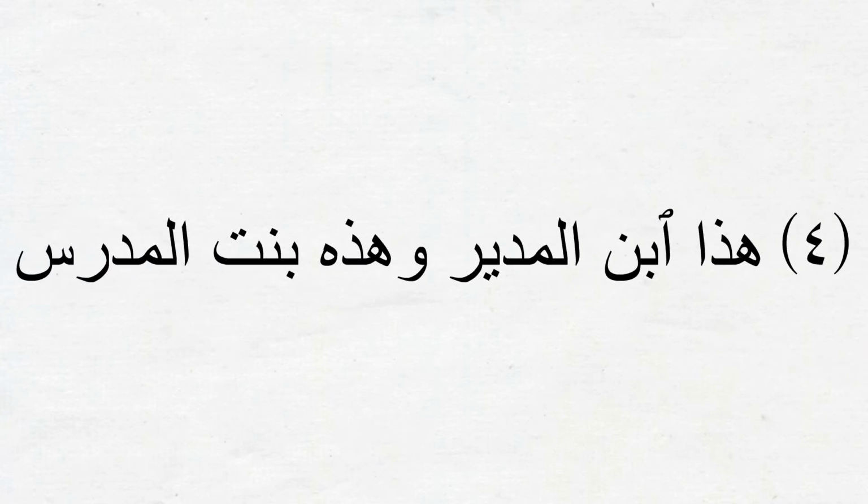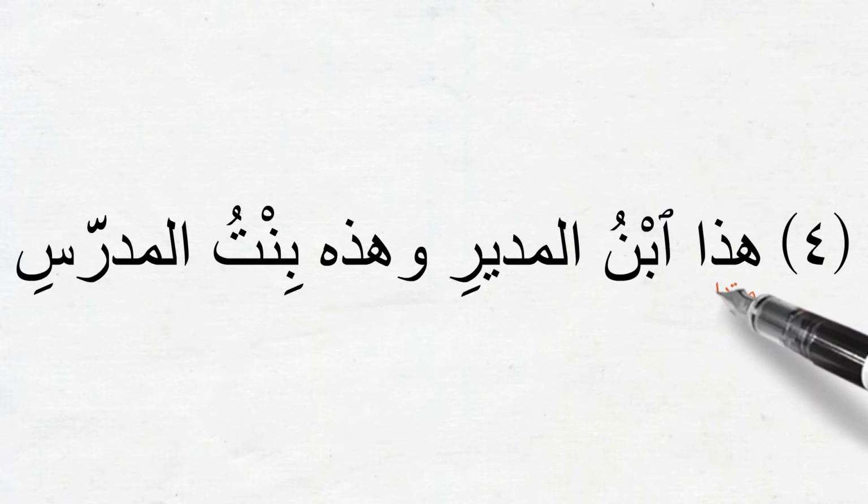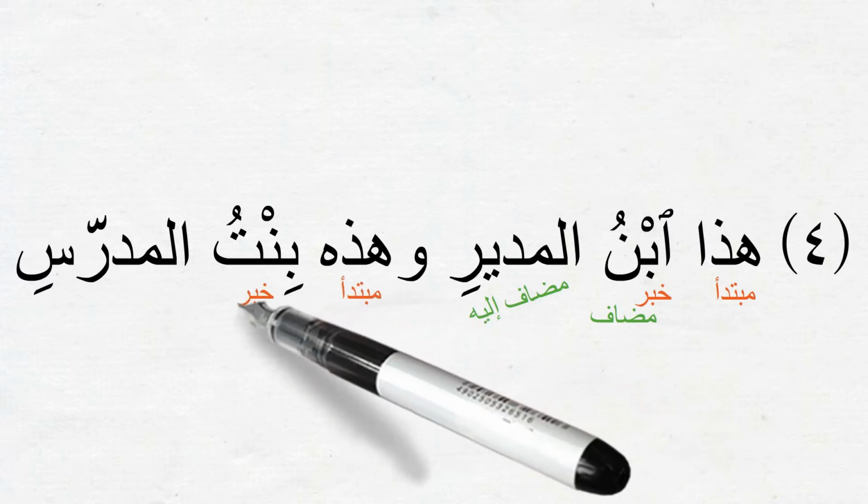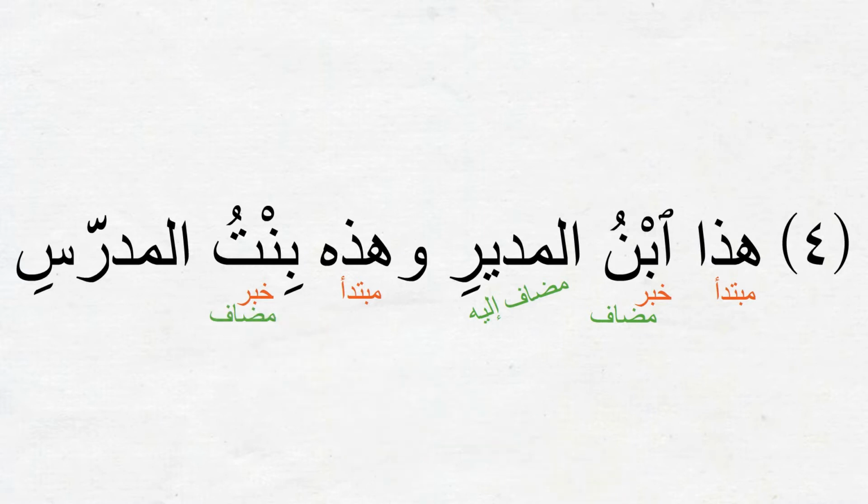The fourth one. هذا ابن المدير وهذه بنت المدرس. This is the son of the principal and this is the daughter of the teacher. Let's quickly analyze this sentence. هذا is the مبتدا of the first sentence and ابن is its خبر وهو مضاف and المدير is the مضاف إليه. After the حرف عطف وهذه is the مبتدا and بنت is its خبر وهو مضاف والمدرس is the مضاف إليه. As we can see here, the genders of مبتدا and خبر in each sentence are matching. Both of them are مذكر in the first one and they are مؤنث in the second sentence.